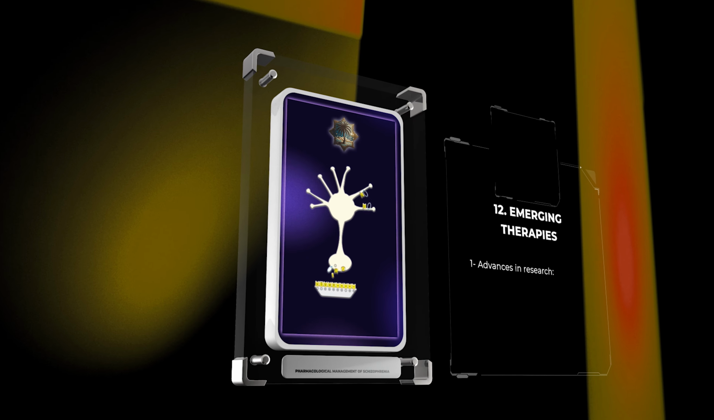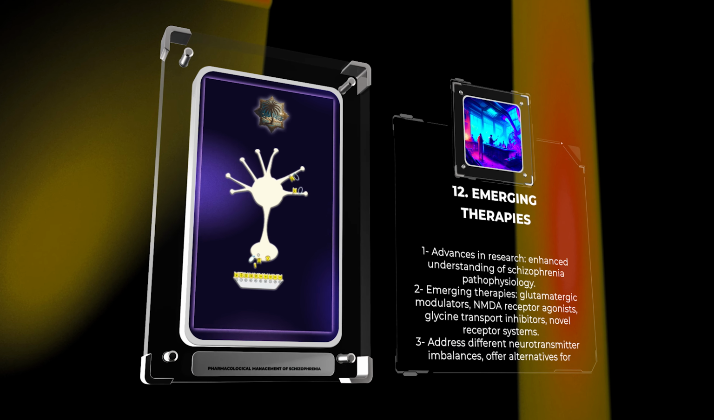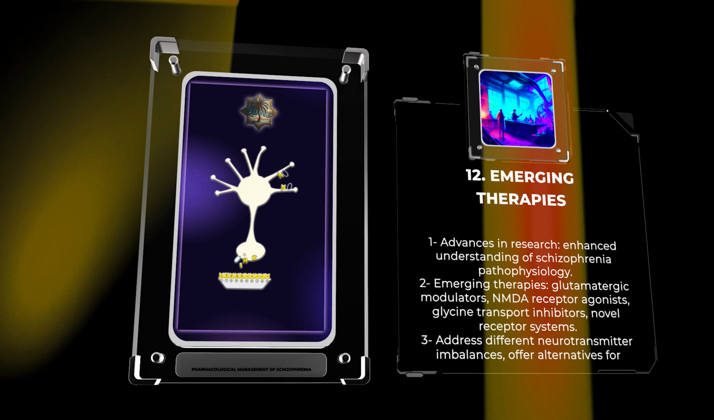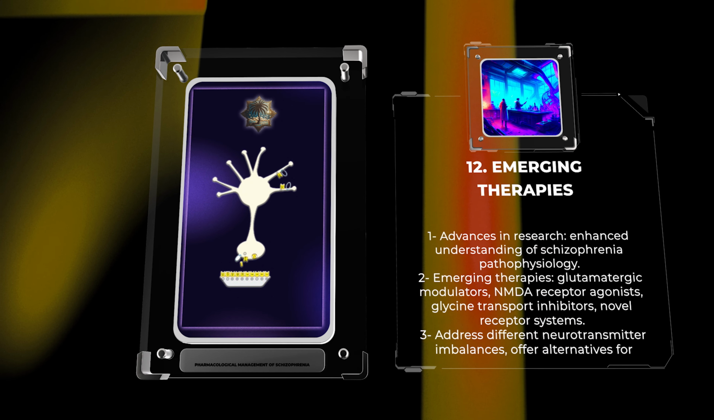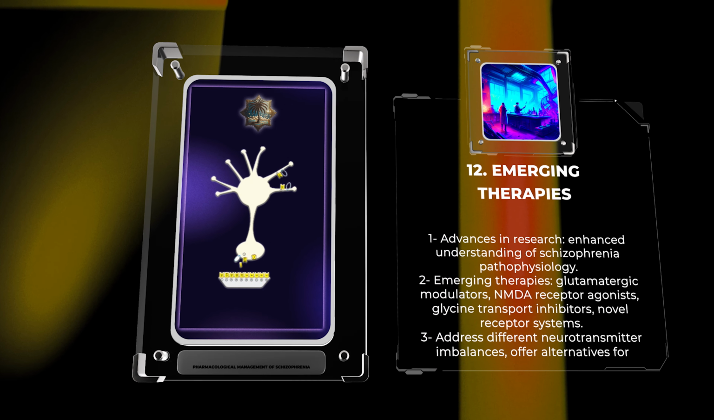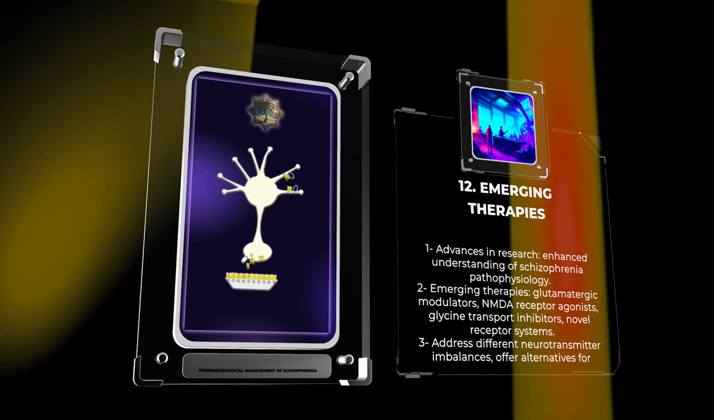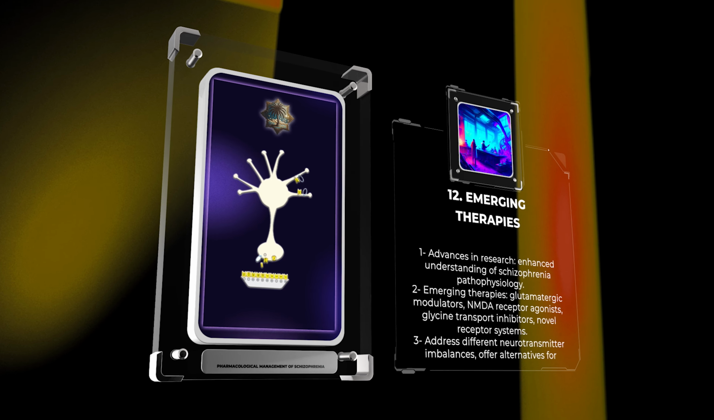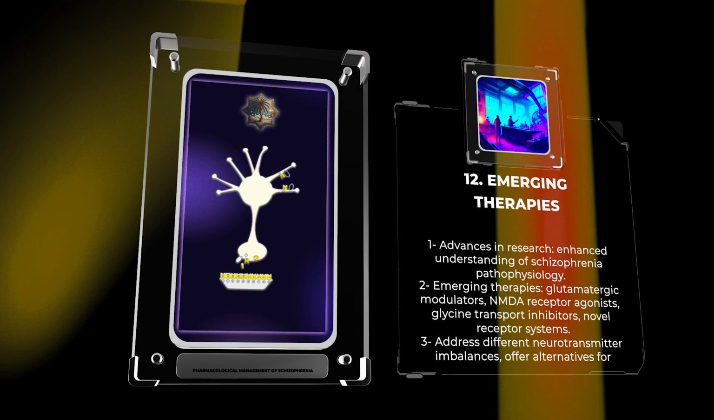Advances in research continue to enhance our understanding of the pathophysiology of schizophrenia, leading to the exploration of novel treatment options. Emerging therapies include glutamatergic modulators, such as N-methyl-D-aspartate receptor agonists, glycine transport inhibitors, and other agents targeting novel receptor systems. These therapies aim to address the different neurotransmitter imbalances observed in schizophrenia and offer potential alternatives for patients who do not respond optimally to conventional treatment approaches.